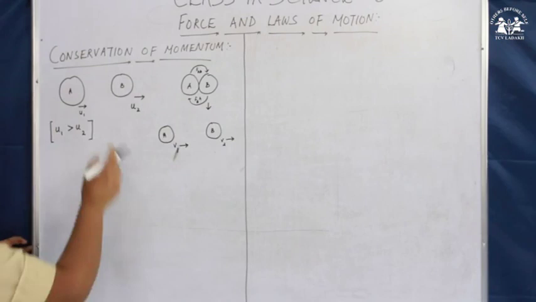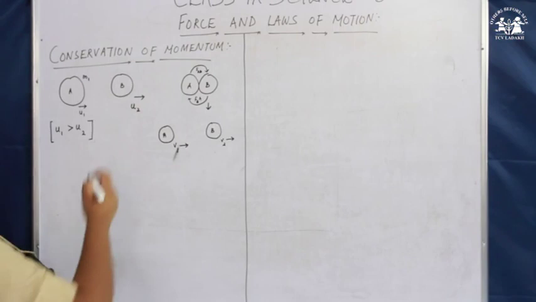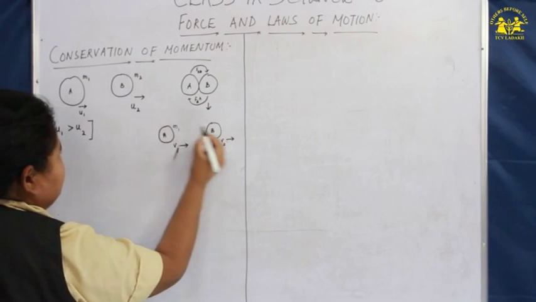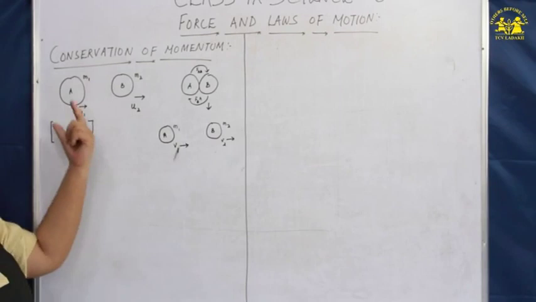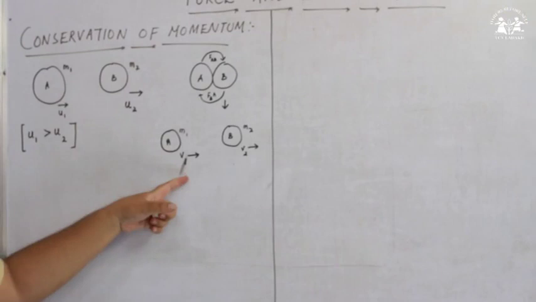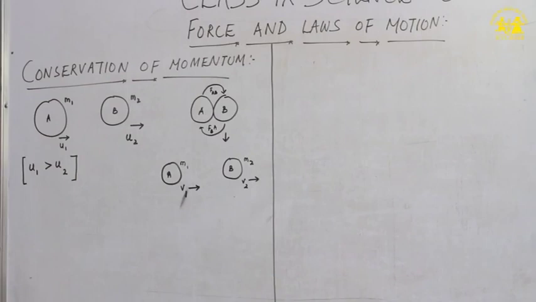Okay, now let us add one more condition. Ball A has mass m1 and ball B has mass m2. The masses are going to remain the same even after the collision. The mass does not change after the collision, but velocity gets changed. u1 becomes v1 and u2 becomes v2. Now this is the condition that we have.